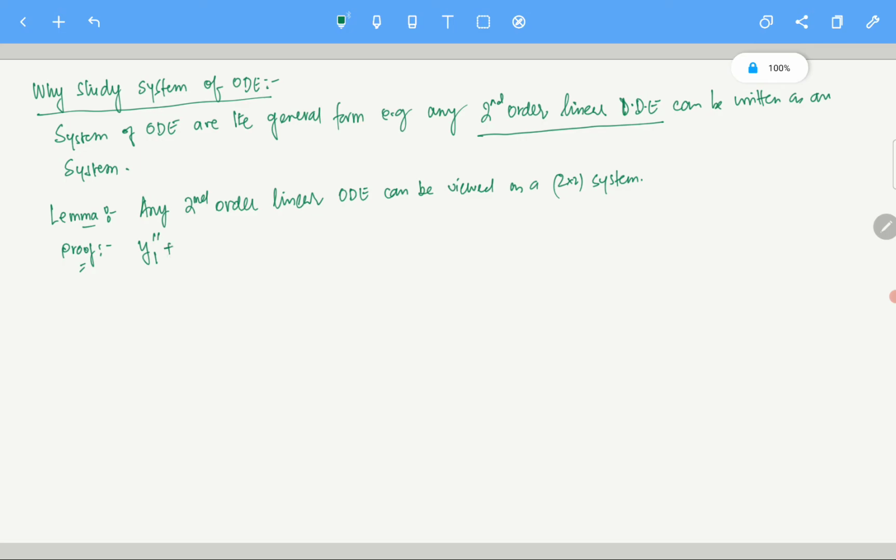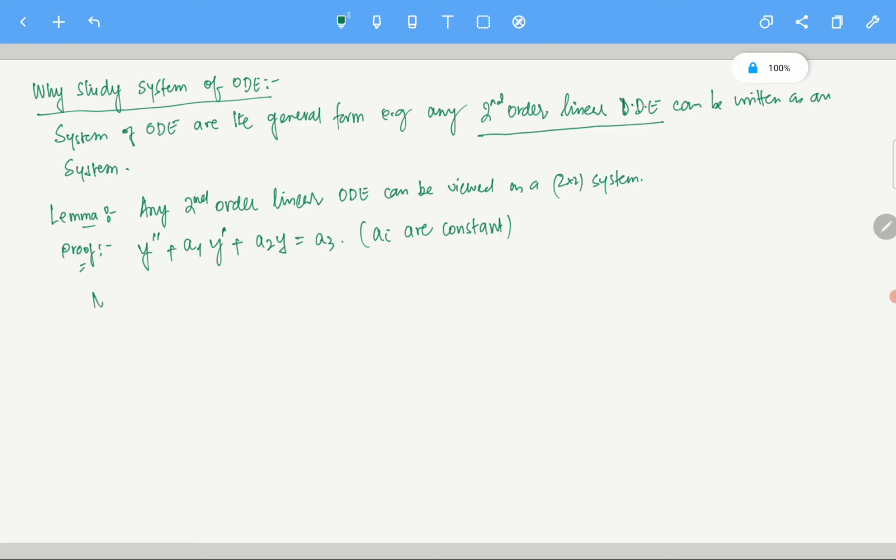y'' plus a1 y' plus a2 y is equal to something, let's say a3. It can be functions, it can be constants, I don't care right now. For now let's just assume that the ai's are constant, just for ease. They can be functions of x, I don't care. So anyways, that's the point.